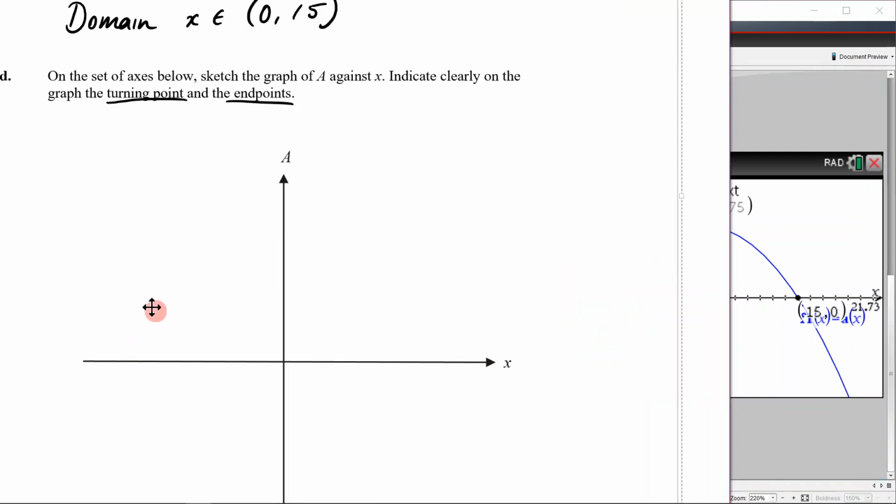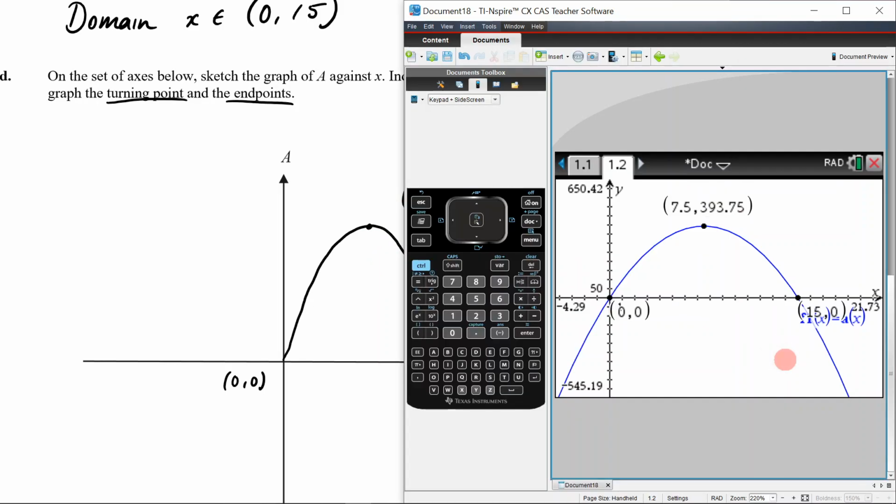So now let's give this thing a sketch to the best of our ability. It's going to look like that. This is going to be 15 and 0. This is going to be 0 and 0. And this turning point right here is going to be, now what was it, 7.5.